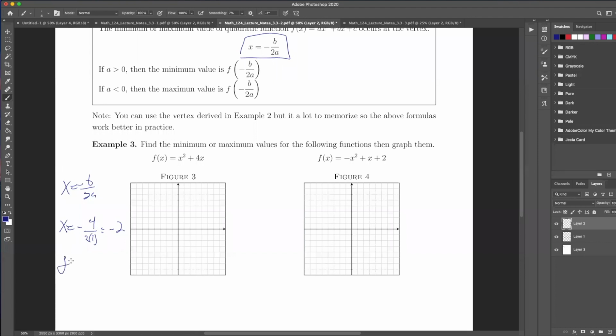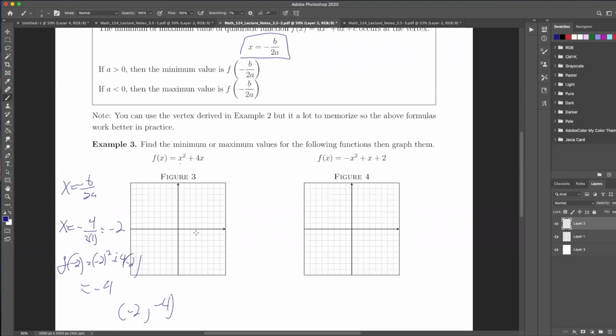Then if I want to find the y coordinate, I just plug in negative 2 into the function. So here, negative 2, so it'd be minus 2 squared plus 4 times minus 2. Well, if I crunch through that, that is 4 plus negative 8, so that'd be minus 4. So I know my vertex occurs at (negative 2, minus 4).